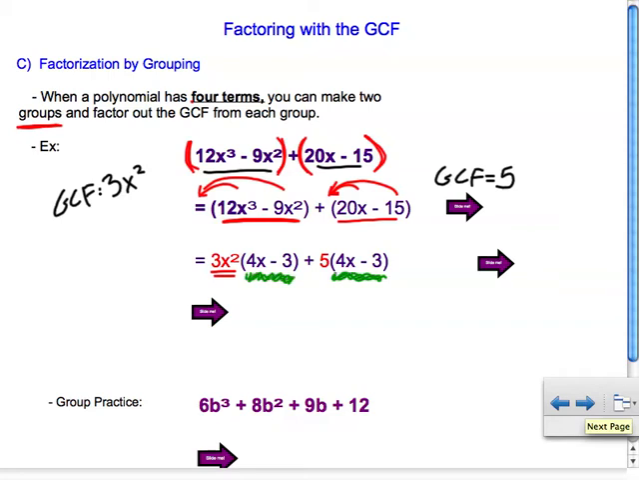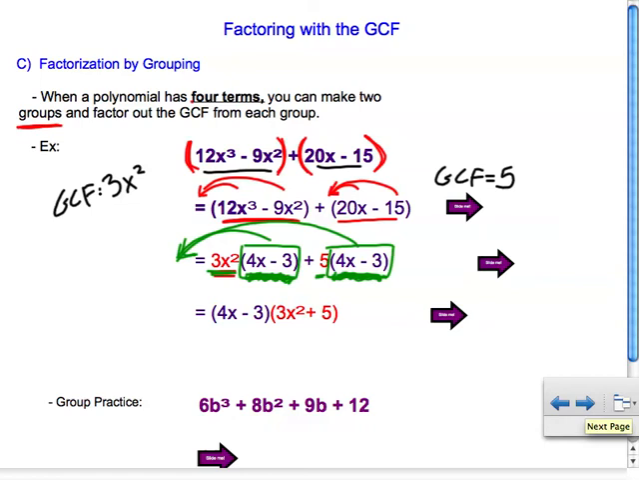Well, this goes back to the slide we just did. If I have a number, a thing, multiplied by 4x minus 3, and another one multiplied by 4x minus 3, I can take this and factor it out of each of them. Okay? So I factor it out of each of them. It ends up here. And what's left is 3x squared plus 5. Okay, let's try another.